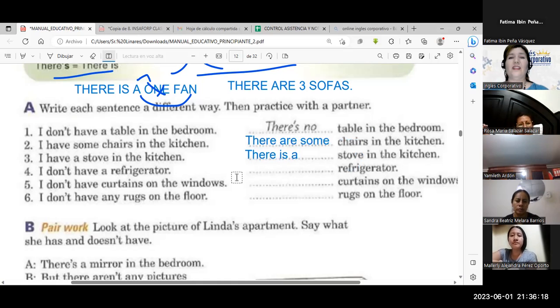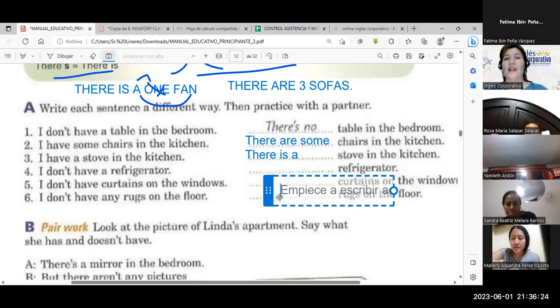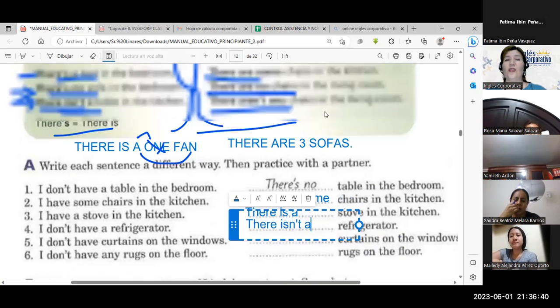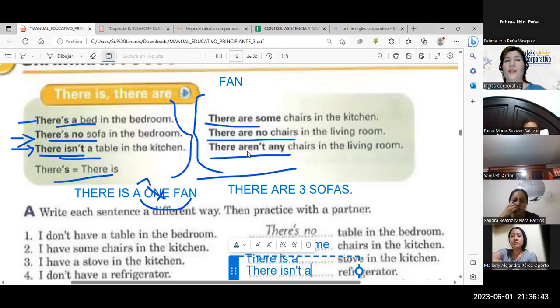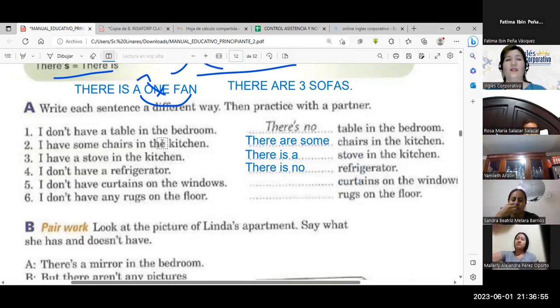Refrigerator. I don't have a refrigerator. There isn't a refrigerator. Or you can say there is no, right? You can say here, there is no refrigerator. And here you have it. There is no refrigerator. No hay refrigerador. Exactly like the example here. What about this one? I don't have curtains on the windows.